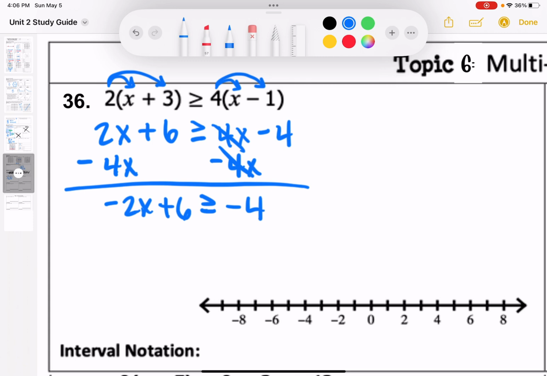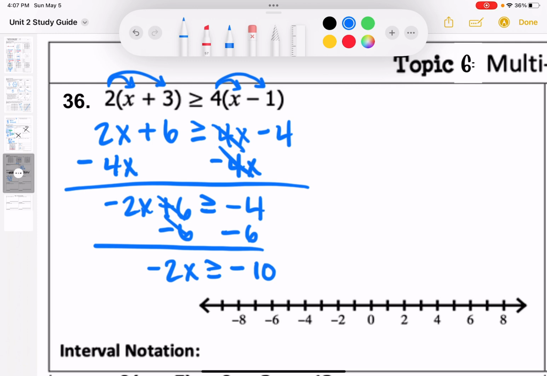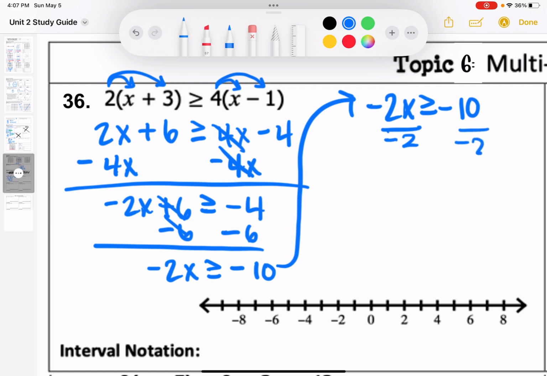And then I need to get all my regular numbers on the right. So I'm going to subtract 6. And then -4 minus 6 is -10. All right, then I need to get x by itself, so that -2 I'm going to divide. All right, remember, when you're dividing by a negative number, my inequality sign is going to flip. So I'm left with x is less than or equal to +5.